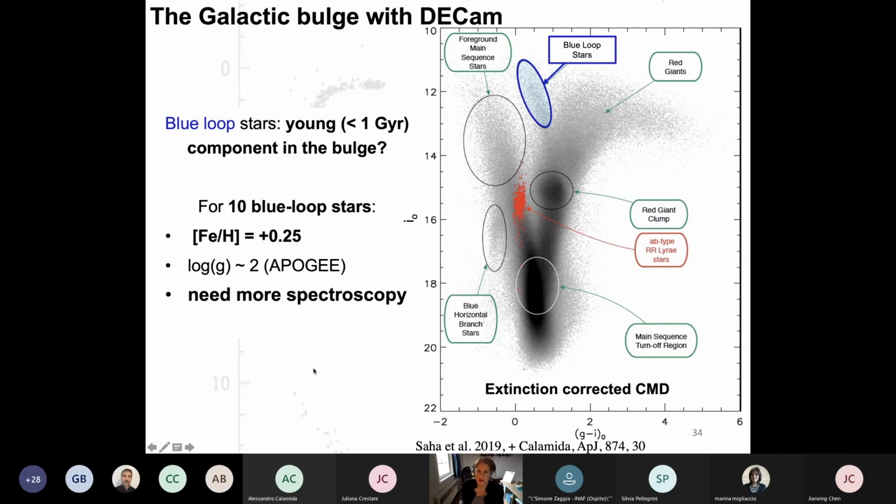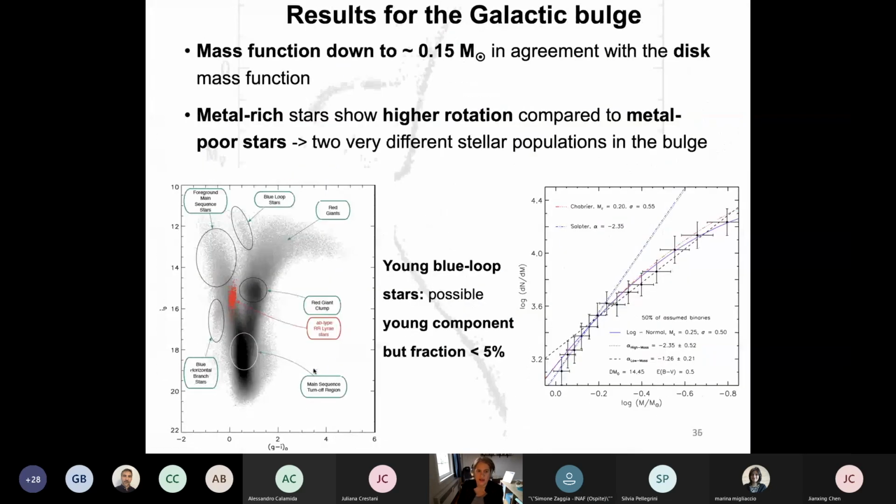So for sure, in order to understand if these blue loop stars represent the possible young component of the bulge, we need more spectroscopy. But even if they are, they're still less than 5% of the bulge stars. So there's still this controversy that we don't see 26% of the bulge stars that are young. And this is a quite big field of view, 2 by 2 degrees.